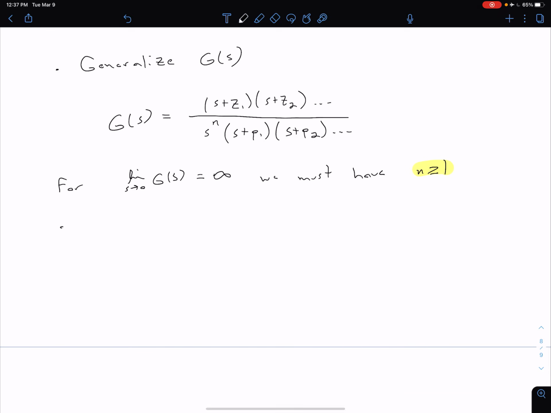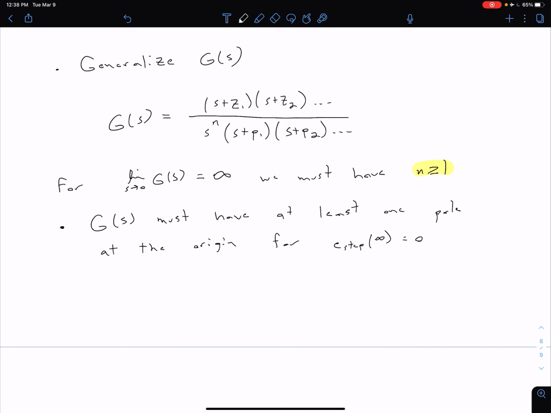We could instead say that our G of s must have at least one pole at the origin for that step, so our steady state error e step at infinity, to be equal to 0. So at least one pole at the origin.